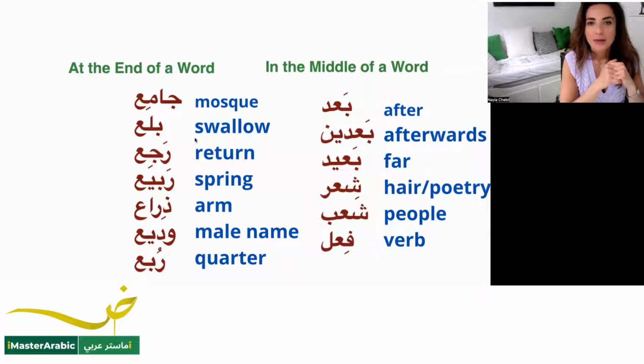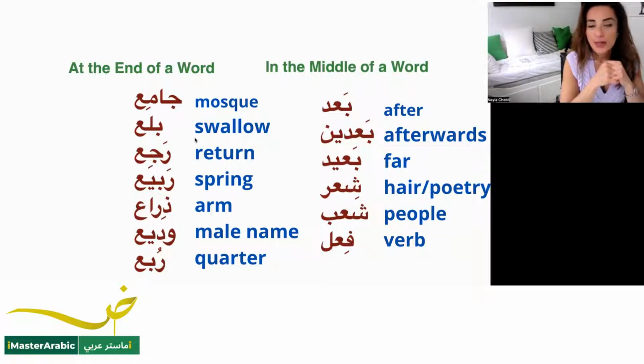Next one is to swallow. بلع. بلع. As opposed to بلا. بلا means without, but this is بلع. Do you hear the difference? بلع. بلا. Next one, to come back. رجع. رجع. Or in colloquial Arabic, رجع.